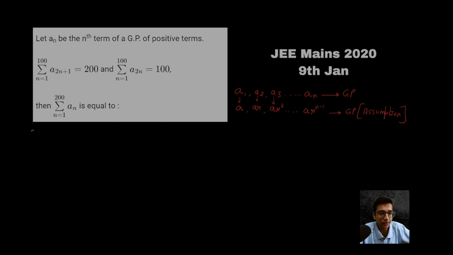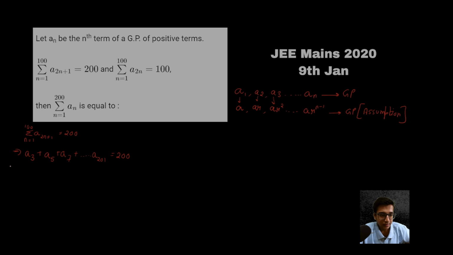Now let's look at the other information that has been given to us in the question. We have been provided with summation n is equals to 1 up till 100, A 2n plus 1 is equal to 200. Now let's try to simplify this summation. If we were to put the value of n is equals to 1 in this A 2n plus 1, we would get A3. Then let's put n is equals to 2, we would get A5. Then we would get A7, and so on. If we were to put n is equals to 100, we would get A201, and the sum of all these is 200.